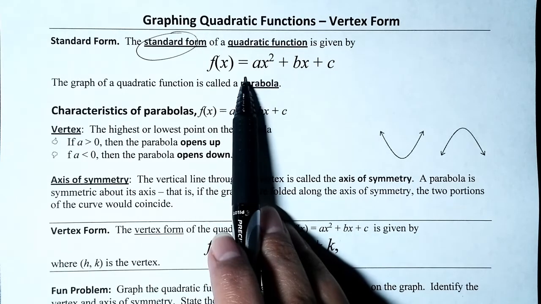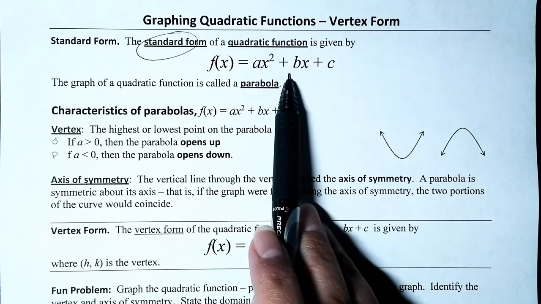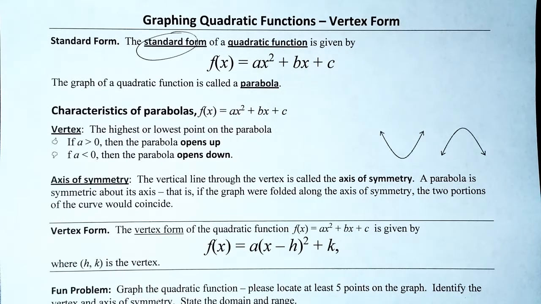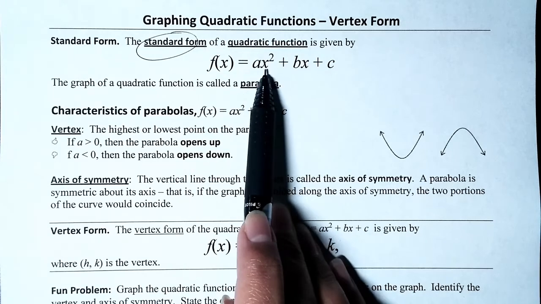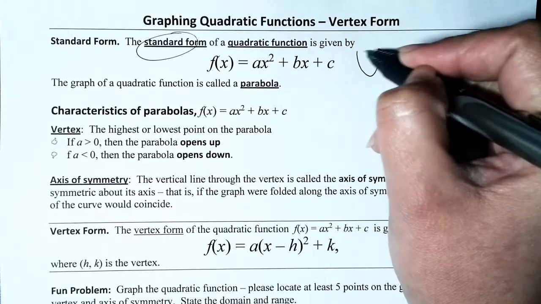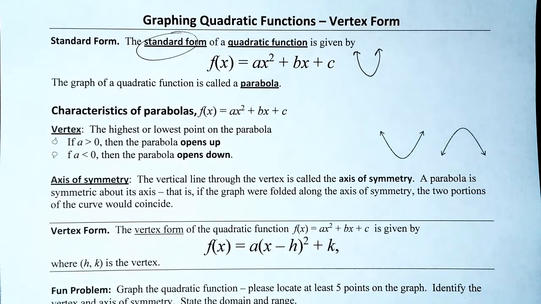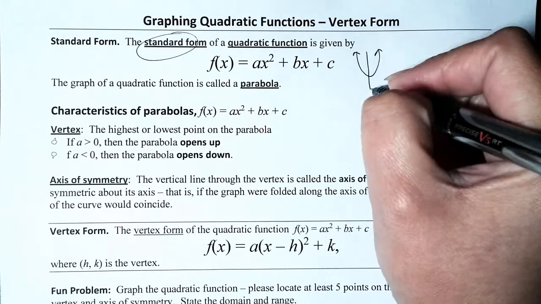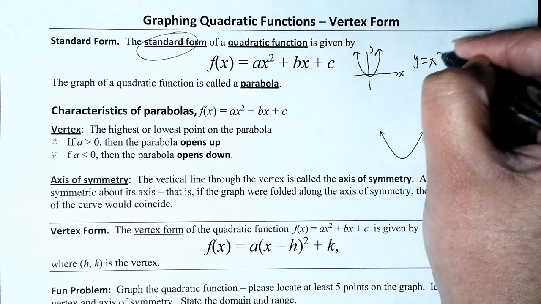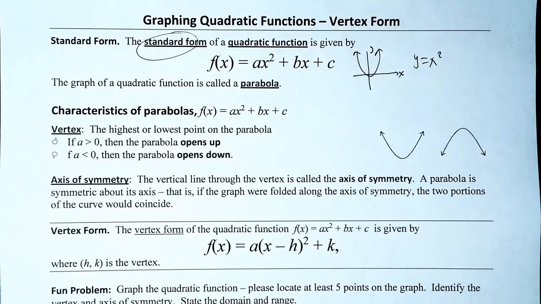So a is the leading coefficient, b is the coefficient of the middle term or linear term, and c is the constant term. This is a degree 2 polynomial function, so the graph should be a parabola. Some of them open up, some of them open down. So this will be like the graph of the square function, the graph of y equals x squared.